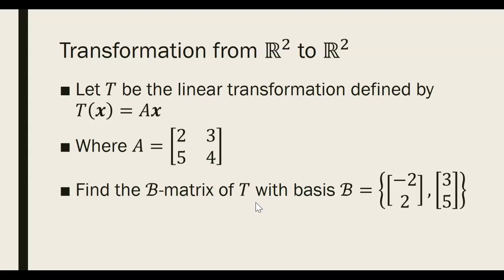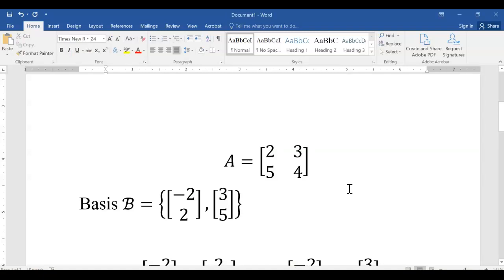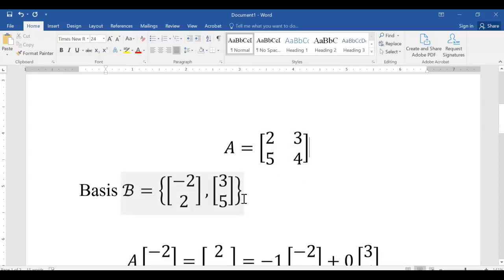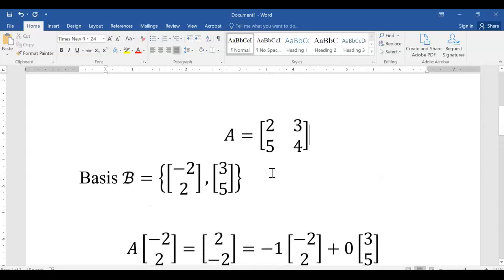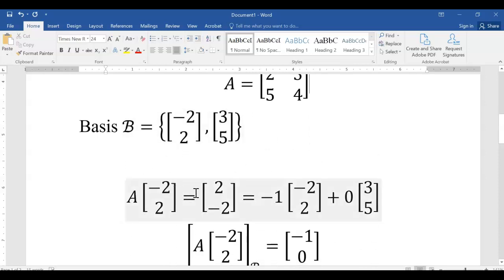All right, hopefully you went ahead and did that and noticed something very interesting. So let me go through this. A is this matrix, 2, 3, 5, 4. My basis B has negative 2, 2 as my first vector, 3, 5 as my second vector. So when I take my matrix A and multiply it times negative 2, 2, I get actually 2, negative 2. In other words, that's just negative 1 times negative 2, 2. And so if I was going to write that as a linear combination of these two basis elements, it'd be negative 1 times negative 2, 2, and 0 times 3, 5.